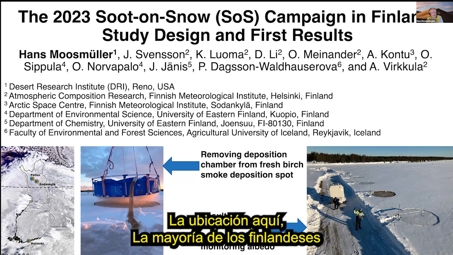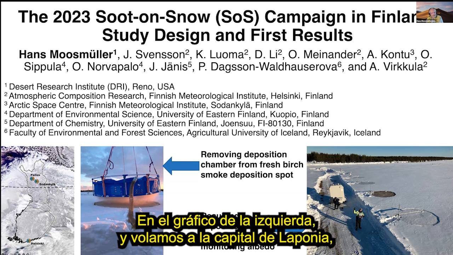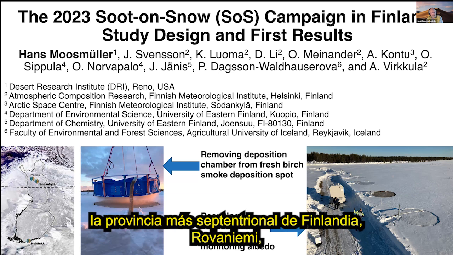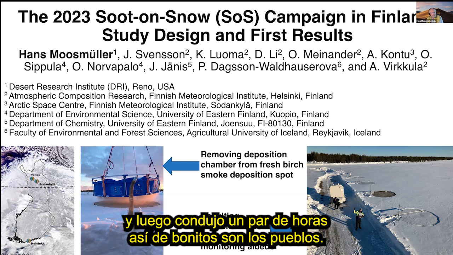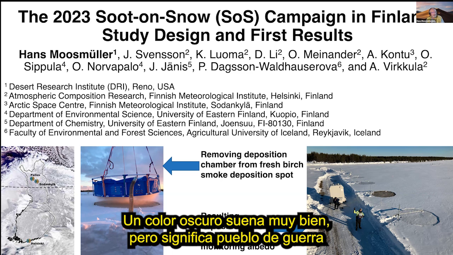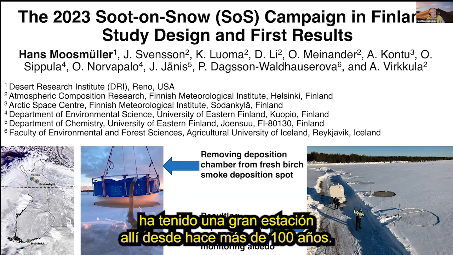The location here, most of the Finnish folks live in southern Finland at the coast of the Baltic here on the graph on the left. And we flew up to the capital of Lapland, the northernmost province of Finland, Rovaniemi, which is just on the polar circle here, and then drove a couple of hours to this beautiful town, Sodankylä. Sounds very nice, but it means village of war. And the Finnish Meteorological Institute has had a big station there for more than 100 years.